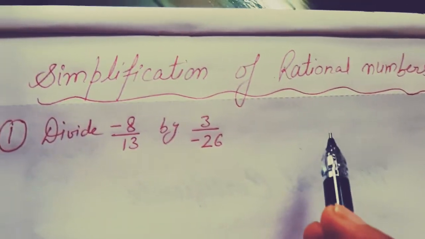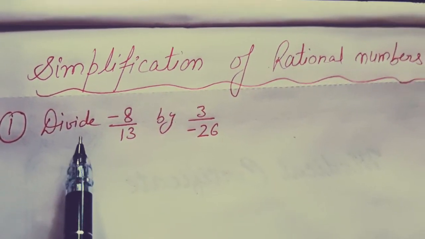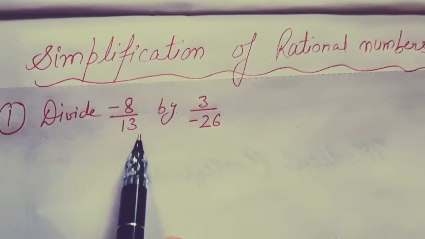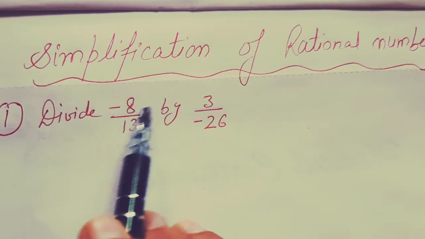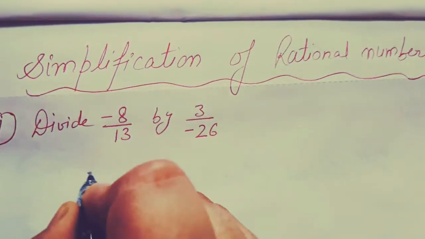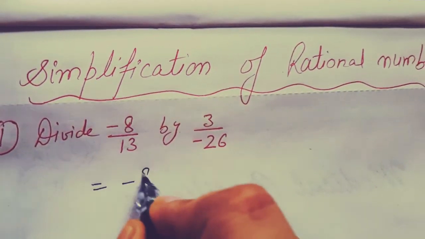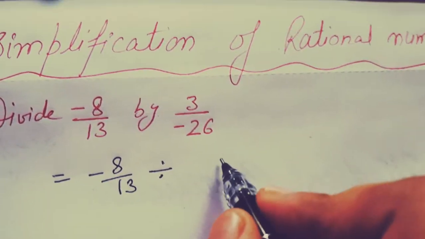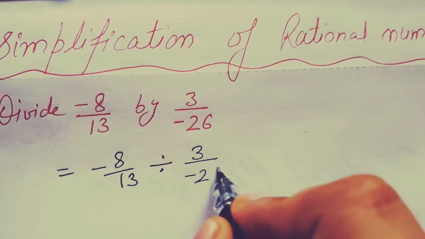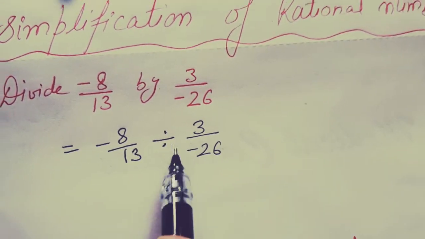Simplification of rational numbers. The very first question is: divide minus 8 by 13 by 3 by minus 26. So we have to divide this number by this number. So how we will write it? Minus 8 by 13 divided by 3 by minus 26. We will use the sign of division here. Now we cannot solve it like this.